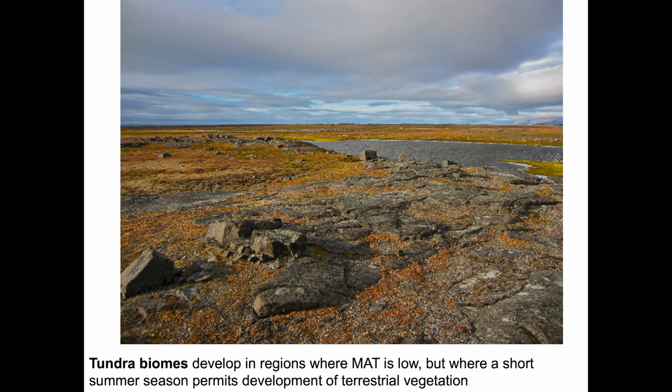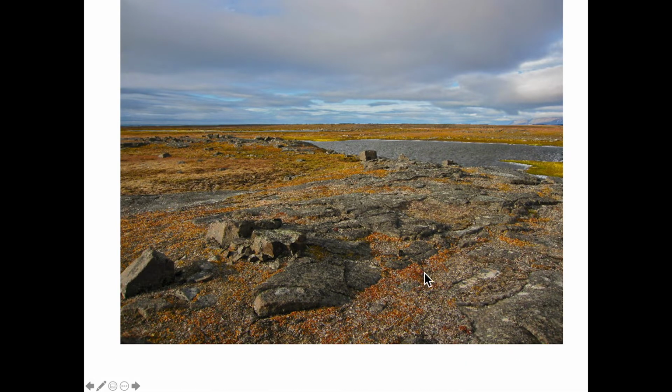This is the Svalbard archipelago. This is an island called Gjója, and Gjója is an example of a tundra biome. These develop in regions where the mean annual temperature is low, but where a short summer season permits development of terrestrial vegetation. In this case, we have some flowers, tiny, tiny willow trees and alders on occasion, but you don't see any in this image. So very, very sparse vegetation, but it is here, it does appear every year, and there are some animals. There are rodents and Arctic foxes that live on this island, and not too many bears.